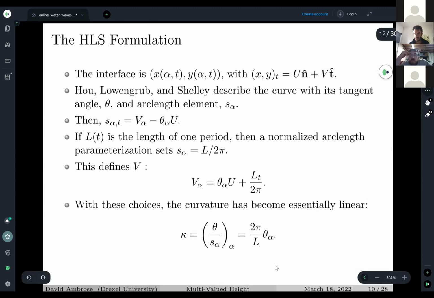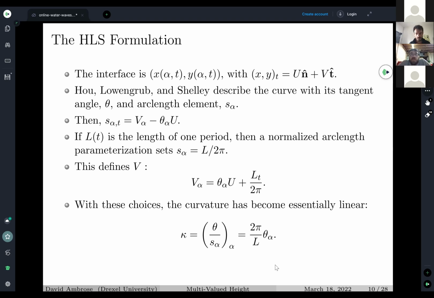Okay, so I'm going to go through the Hou, Lowengrub, Shelley formulation briefly. So the interface between the two fluids is x of alpha, t, y of alpha, t. So this is a parametrized curve. The Cartesian coordinates are x and y. X and y are both functions of two independent variables, alpha and t. Alpha is the variable along the curve, so the spatial coordinate along the curve, and t is time.